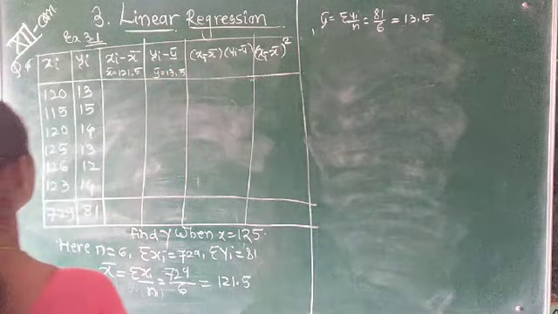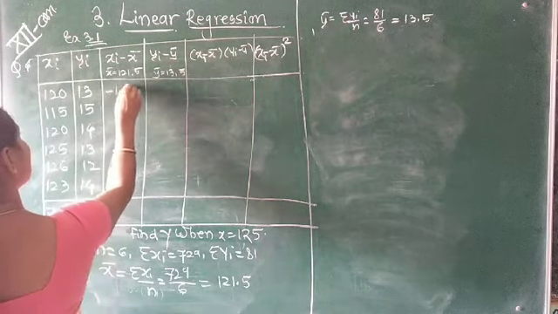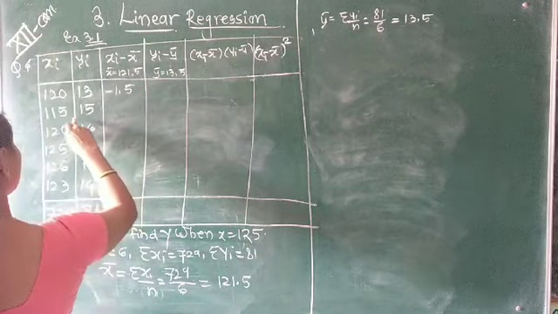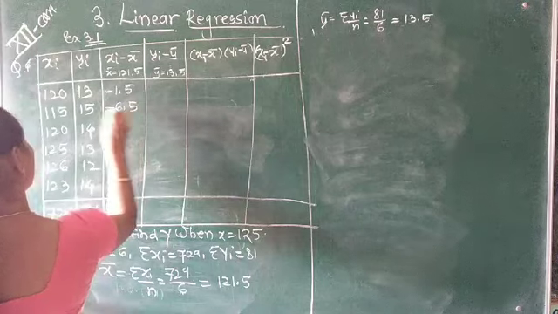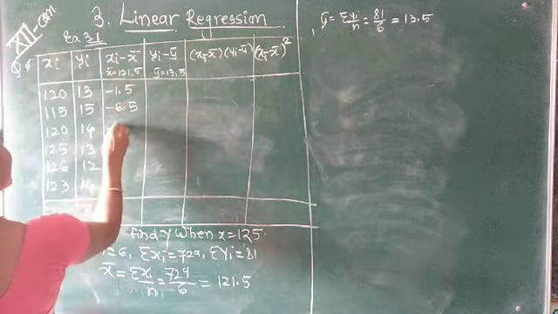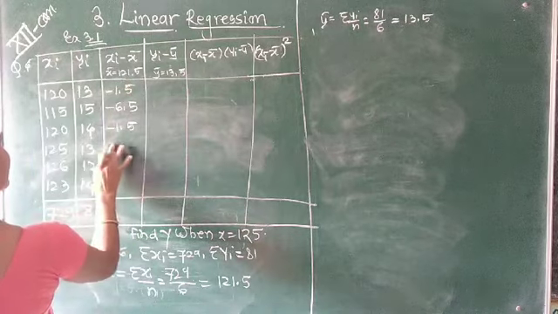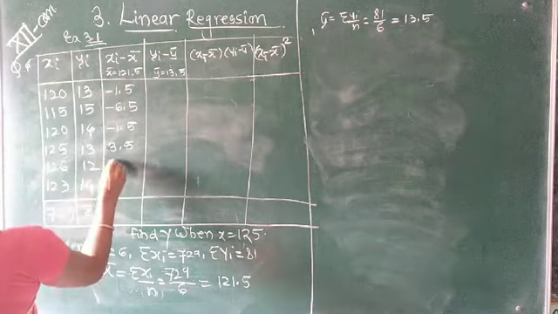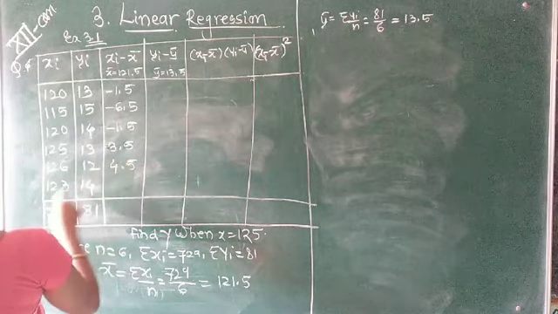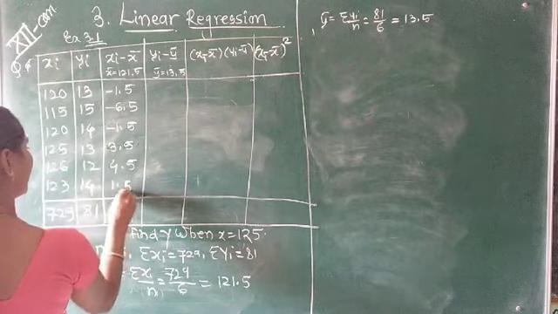So first construct these two columns. 120 minus 121.5 is minus 1.5. 115 minus 121.5 is minus 6.5. Again 120 minus 121.5 is minus 1.5. 125 minus 121.5 is 3.5. 126 minus 121.5 is 4.5, and 123 minus 121.5 is 1.5.